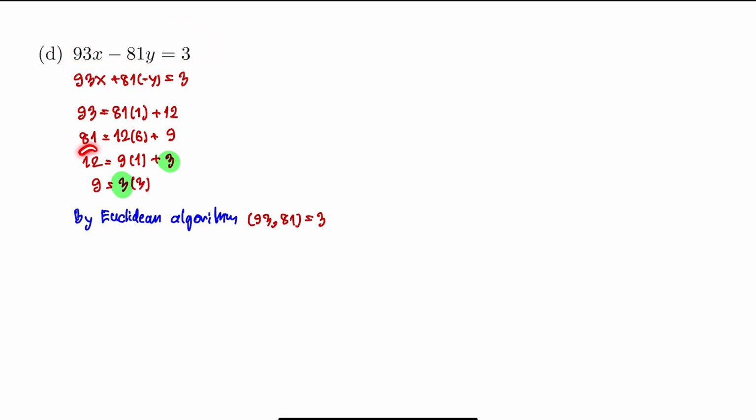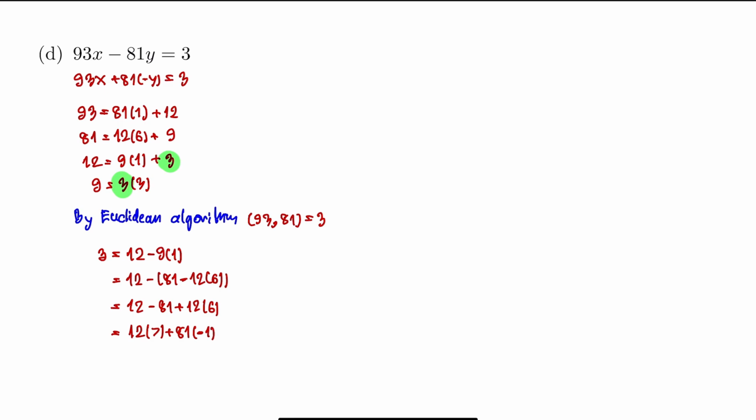So we will start with this equation right here, which is the next to last equation, which is 3 equal to 12 minus 9 times 1. And we write 9 in terms of 81 and 12. We're going to have 12 minus 81 minus 12 times 6. We distribute the minus sign, and we have 12 minus 81 plus 12 times 6. We have 12 times 7 plus 81 times minus 1.